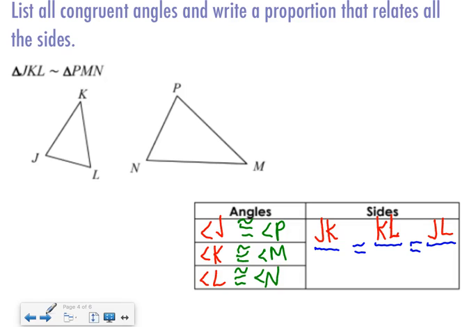So now what side does JK match? PM, right? KL matches MN, and then JL, PN. So that's just saying those sides are proportional to each other. That's a fancy way to write it.